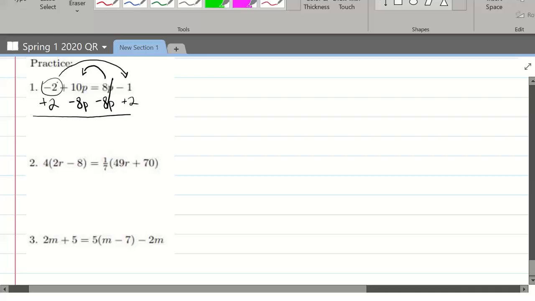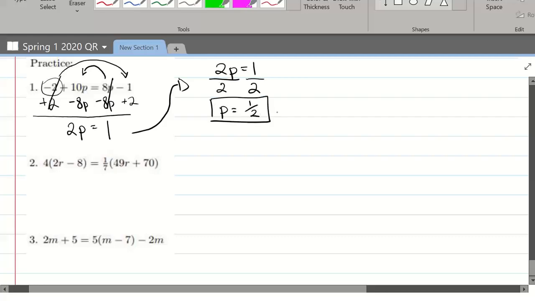And look at what happens. So this minus 2 plus 2 cancels out. 8p minus 8p cancels out. 10p minus 8p gives us 2p is equal to minus 1 plus 2 gives us positive 1, right? Let's move this over here. 2p equals 1. To get p by itself, you divide by 2 on both sides. We get p is a half, right? Or if you did it on the calculator, you got 0.5, same thing, right?